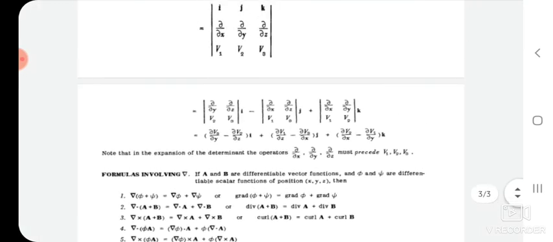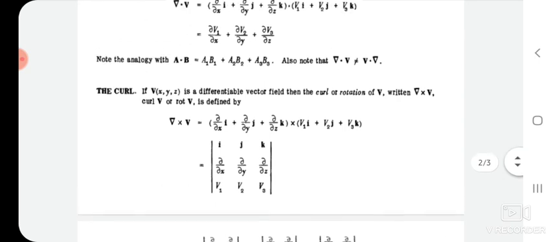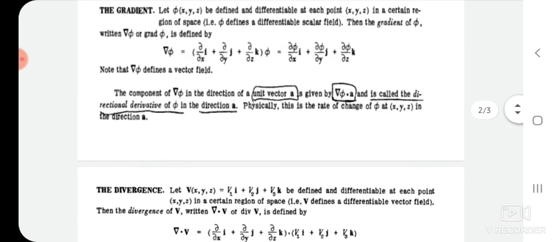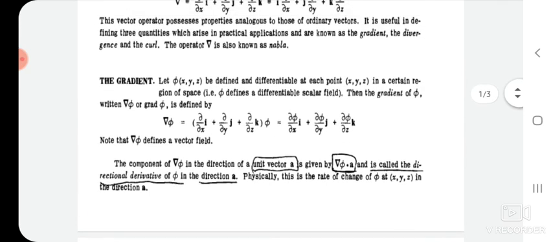Okay. This is all about the curl of a vector, divergence of a vector as well as the gradient of a vector.